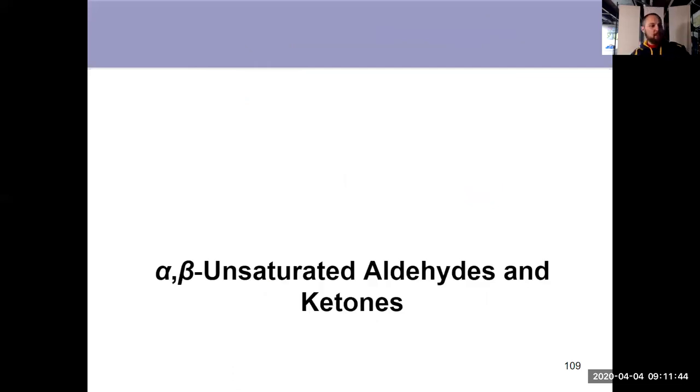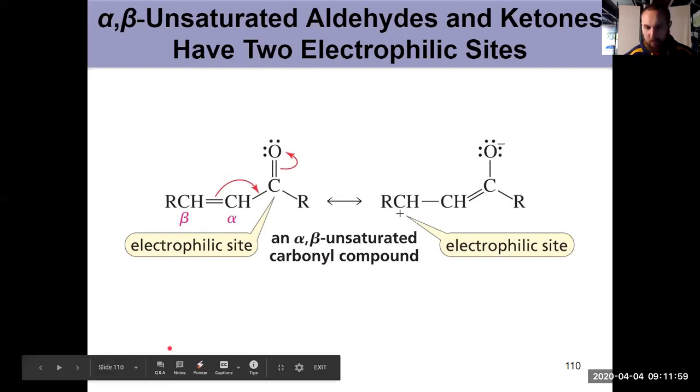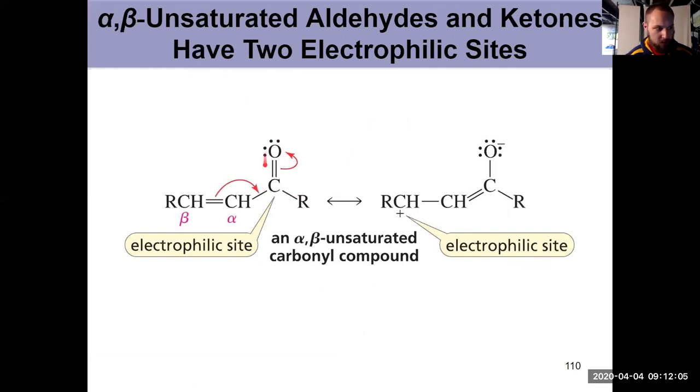Okay. So that brings us to 16.15, talking about alpha beta unsaturated aldehydes and ketones. And a couple more considerations in terms of reactivity. If I've got something that's alpha beta unsaturated, keeping in mind my carbonyl isn't counted in the letter nomenclature, so it's alpha carbon, then beta carbon, meaning there's a double bond between the alpha carbon and the beta carbon, now I've got two possible electrophilic sites.